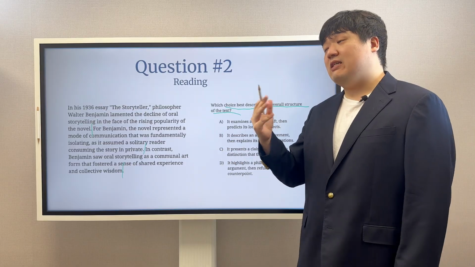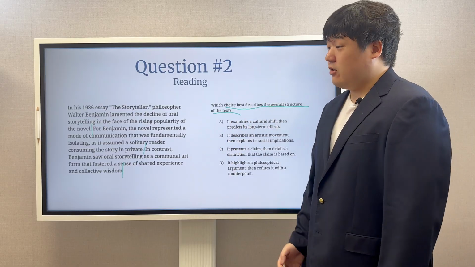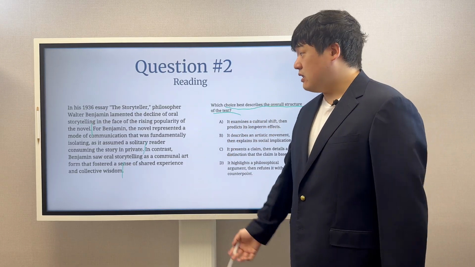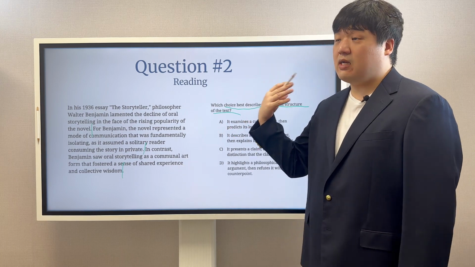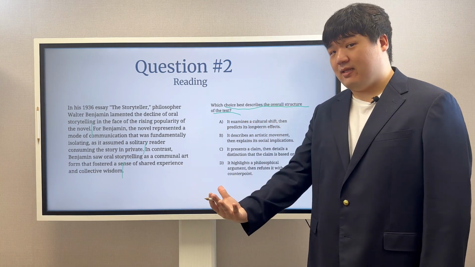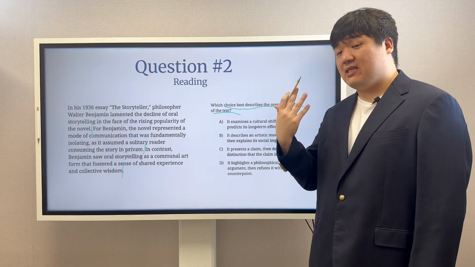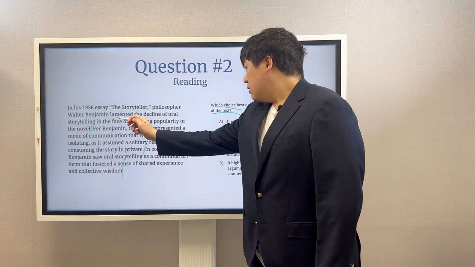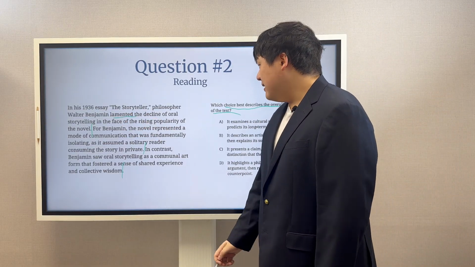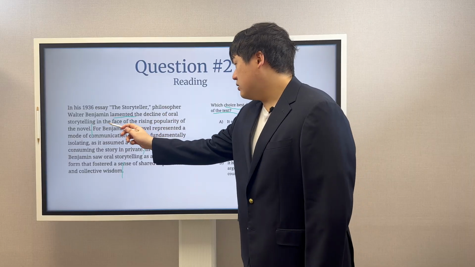Okay, so we have three sentences, and we can kind of tell as we skimmed through what each sentence is about, right? How do you know what it's about? Well, obviously you look for the verbs. Verbs tell you what's happening within the sentence, so that's something you should always keep an eye on. In the first sentence, we have lamented the decline of oral storytelling.